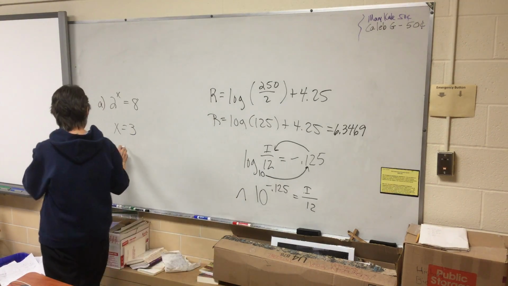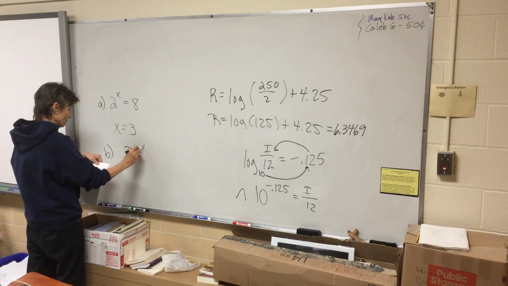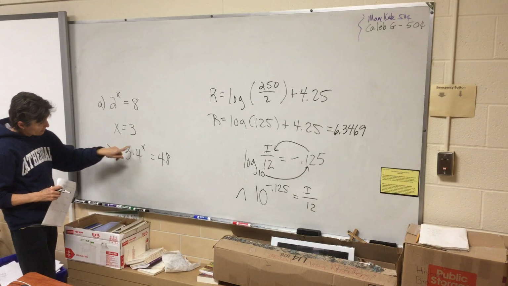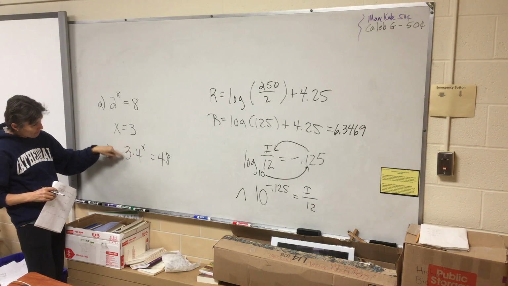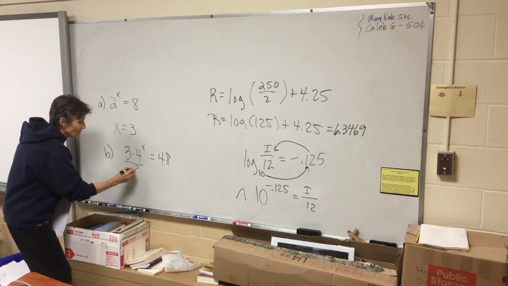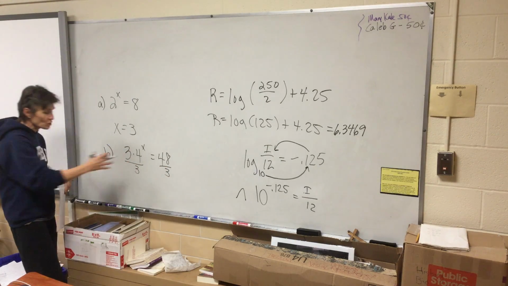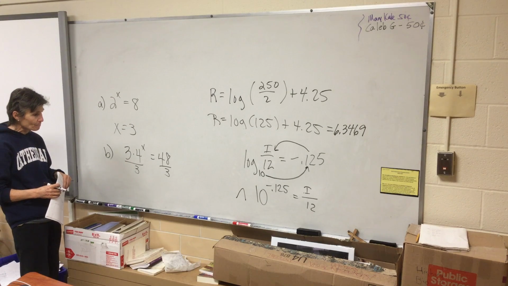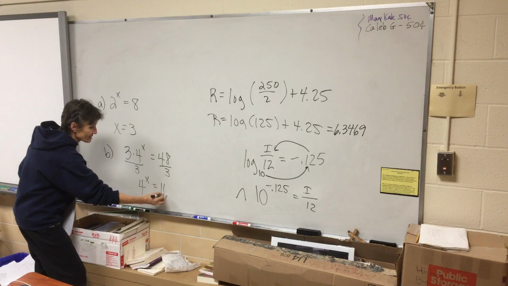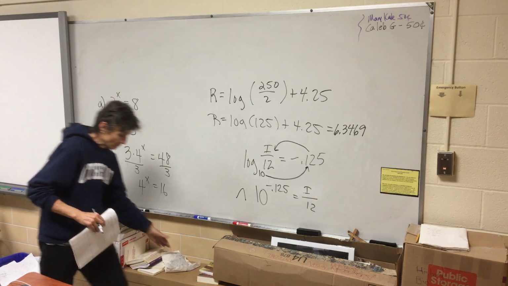Now, B is a little bit trickier. For B, you need to get rid of this number right here. This is 3 here, this coefficient. So we're going to divide both sides by 3. It's an equation. We're allowed to do that. So now it says 4 to the x equals 16.